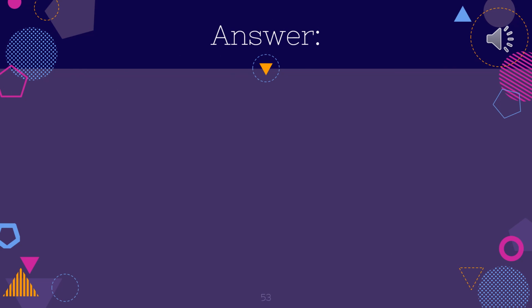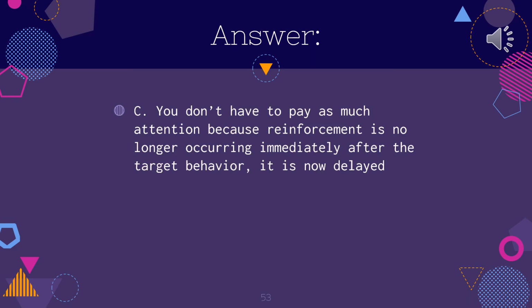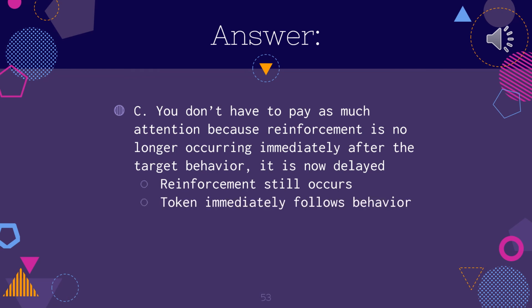The answer to the previous question, which of the following is not an example of a benefit of a token economy, is C. You don't have to pay as much attention because reinforcement is no longer occurring immediately after the target behavior. It is now delayed. Reinforcement is still occurring. The token is now immediately following the behavior as opposed to the backup reinforcer. So you do still have to pay attention because you need to deliver the tokens contingent on the target behaviors.